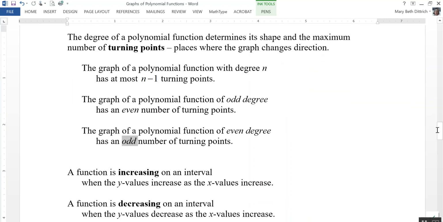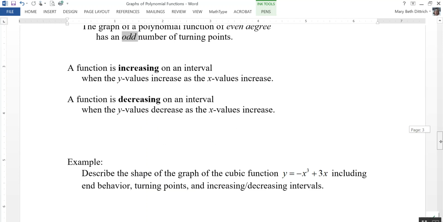The degree of a polynomial function determines its shape and the maximum number of turning points of the graph. That is the place where the graph changes direction. The graph of a polynomial function with degree n has at most n minus 1 turning points. The graph of a polynomial function of an odd degree is going to have an even number of turning points, and the graph of a polynomial function of even degree is going to have an odd number of turning points.